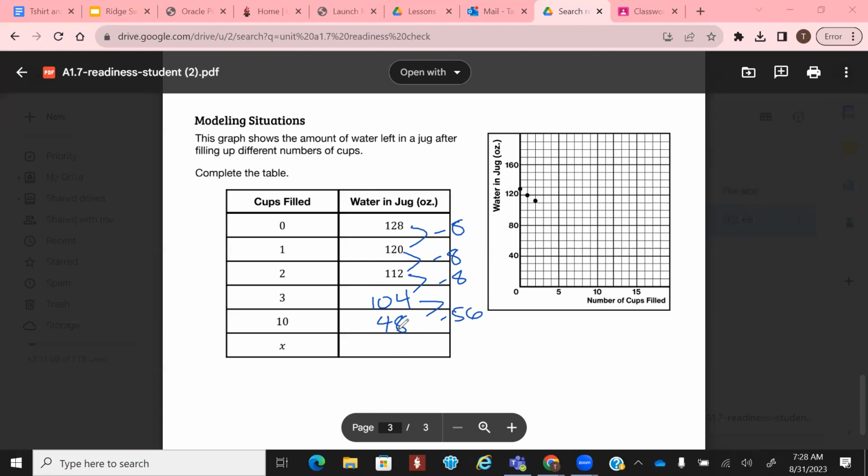Now we're going to plot these. So we've got 0, 128, 1, 120, 2, 112, 3, we got 104. It's like right in there. 4 probably is like right in there, but we didn't actually do anything here. What about 10, 48? So we're going to go 10 and then 48. Give me like right here. So if we connected this, what kind of function is this guy? Linear.